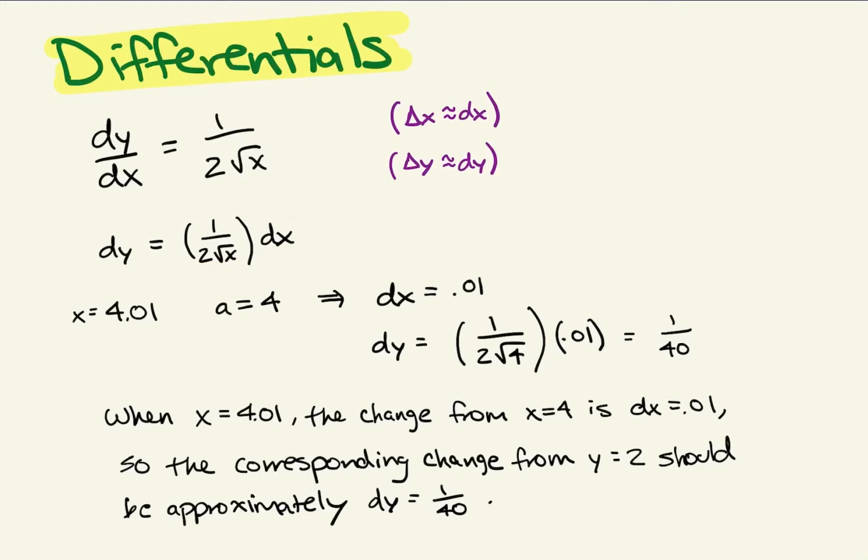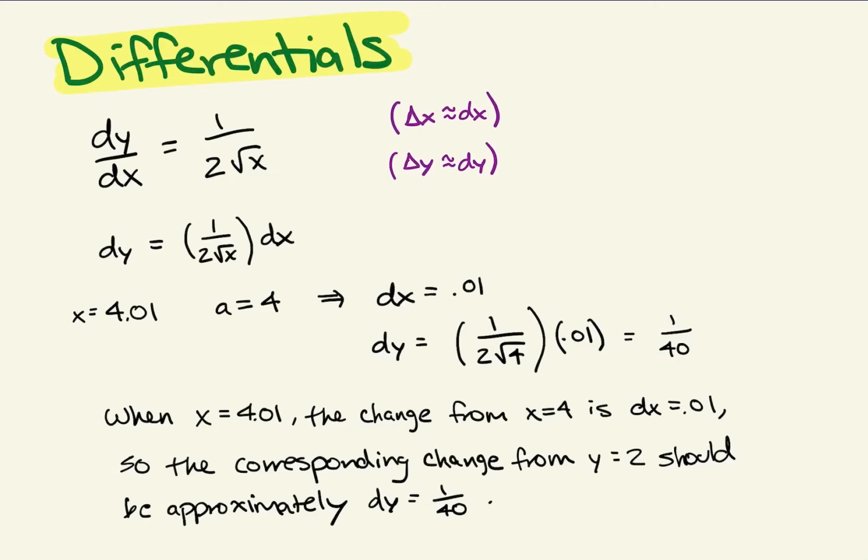So let's look back at that same example. In that example, x is, let's say, 4.01, and our a was 4. So that means our dx, how x has changed, is 0.01, right? We've changed a very small amount. Then what dy will be approximated as is 1/2 square root x. Well, at this point, we're looking at this point 4, right? And then that's the rate of change at that point. And then times dx. Our dx, we've moved 0.01. So our dy, this will move 1 over 40.